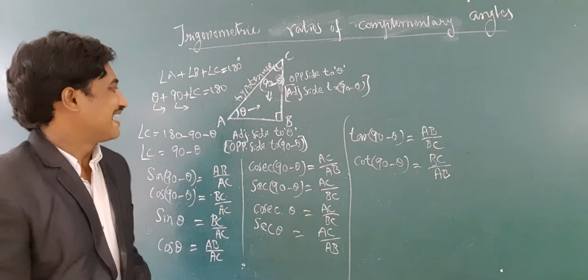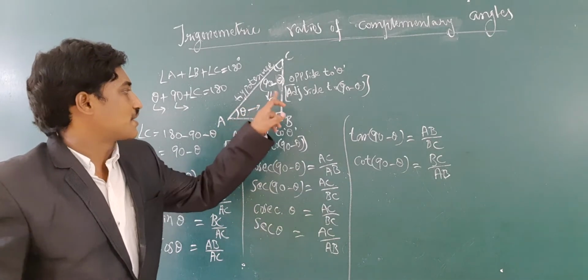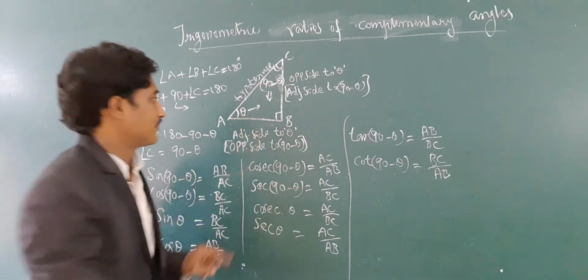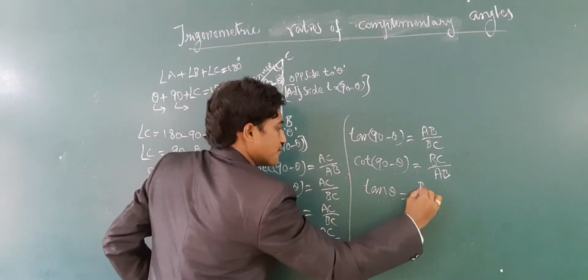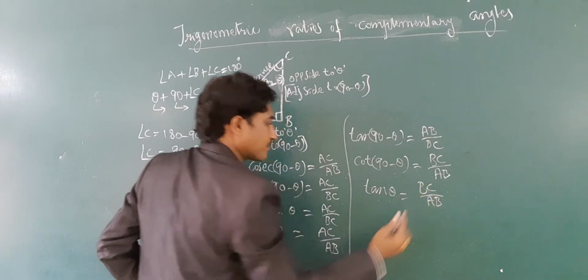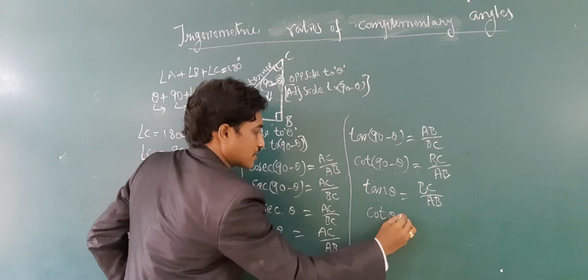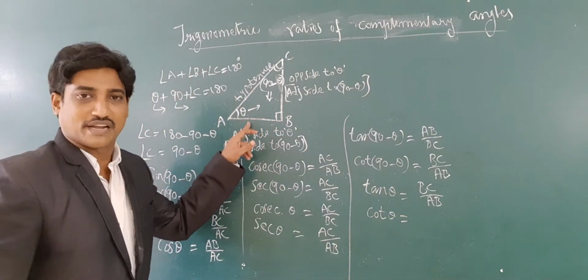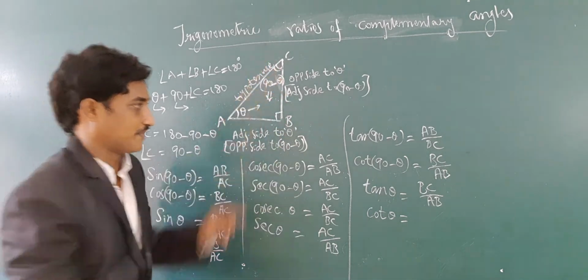Next, with respect to theta, tan theta is equal to the opposite side to theta by the adjacent side to theta, that is BC by AB. Tan theta is equal to BC by AB. Next, cot theta. Cot theta is equal to the adjacent side to theta by the opposite side to theta, that is AB by BC.